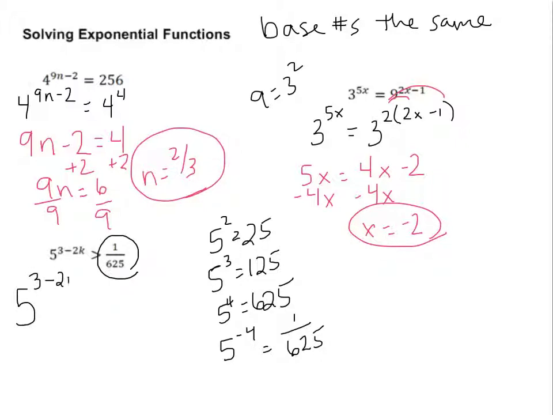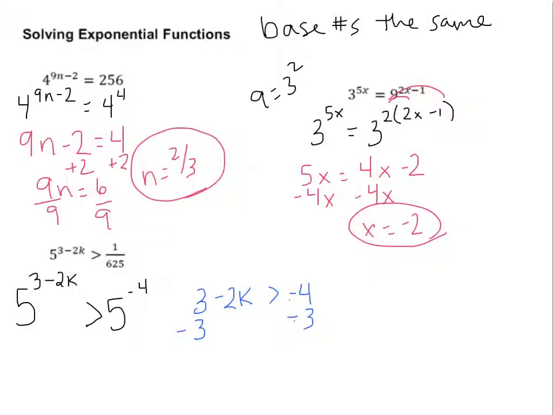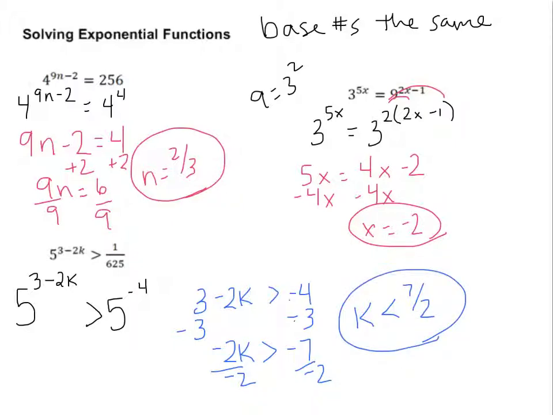So 5 to the 3 minus 2k is greater than 5 to the negative fourth. From here, we can then just solve this by looking at the equation that's formed with the exponents. So here our exponents say 3 minus 2k is greater than negative 4. Now we just have to solve it. So we subtract 3 from both sides. So negative 2k is greater than negative 7. Divide by negative 2. Since we're dividing by a negative, our sign will switch. So k is less than 7/2. So there we solved it.